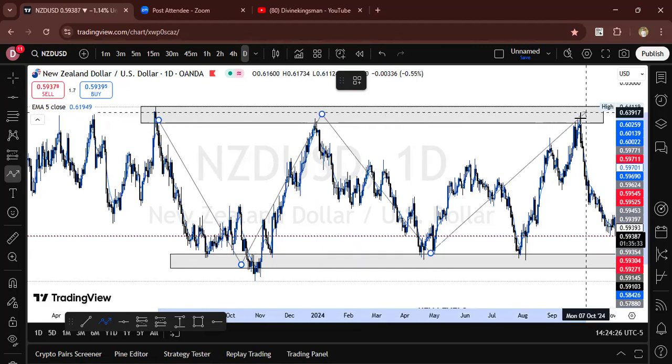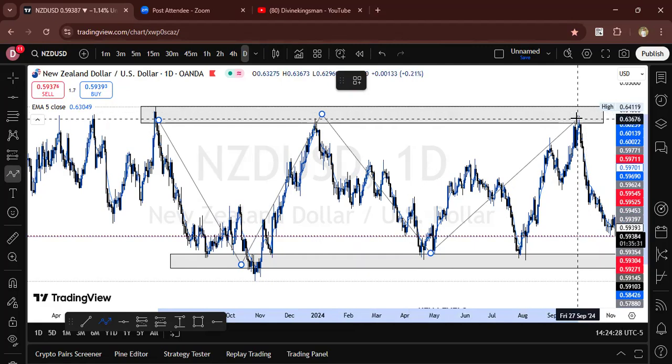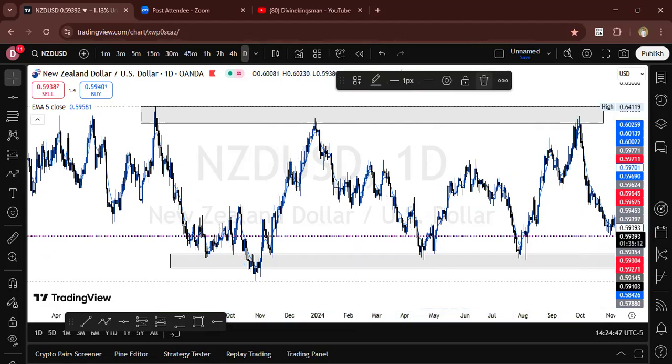Same thing here. If it comes to the resistance level, that's why you need to look out for what price is currently doing at these levels. Is price going to break past here and continue going up, or is it going to get rejected and head back down? This is what you need to tell yourself.